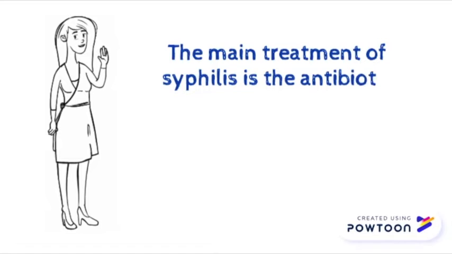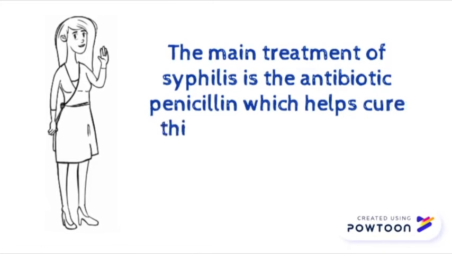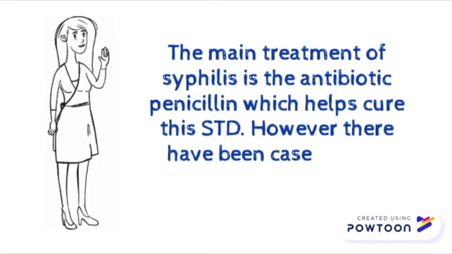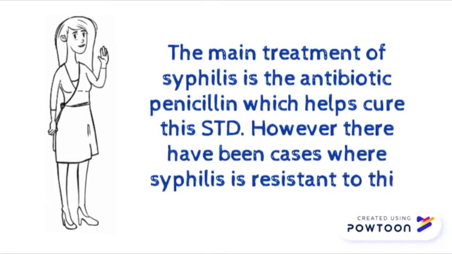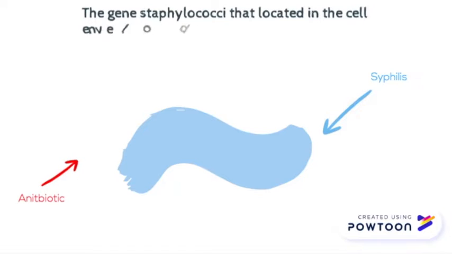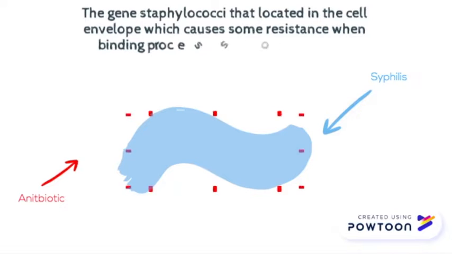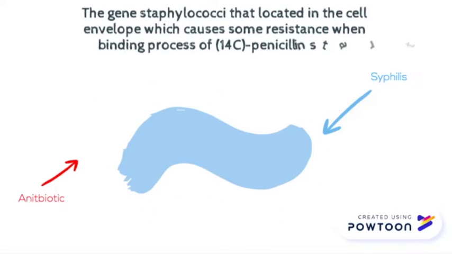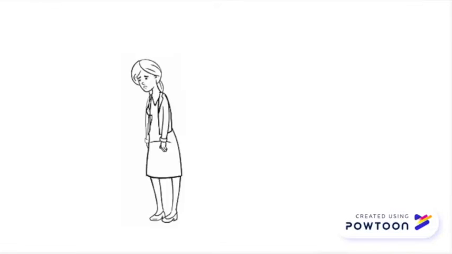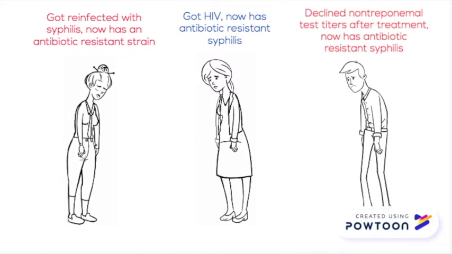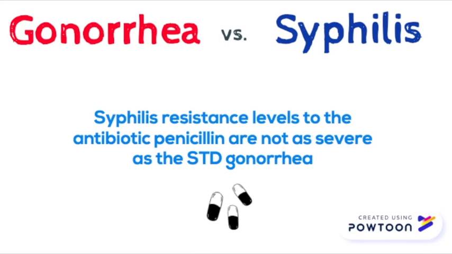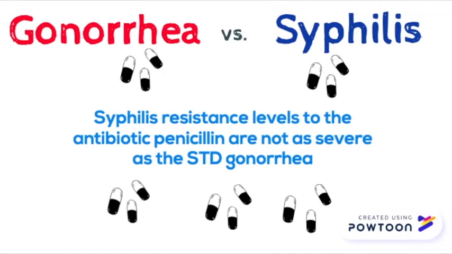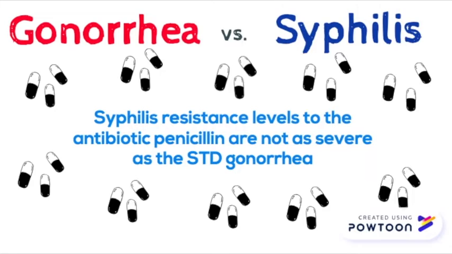The main treatment of syphilis is the antibiotic penicillin. However, there have been cases where syphilis is resistant to this antibiotic. The gene, located in the cell envelope, causes some resistance when the binding process of 14C penicillin starts. Most resistance to penicillin in syphilis occurs in reinfections or in HIV-infected patients. However, syphilis resistance to penicillin is not as severe as that of the STD gonorrhea.